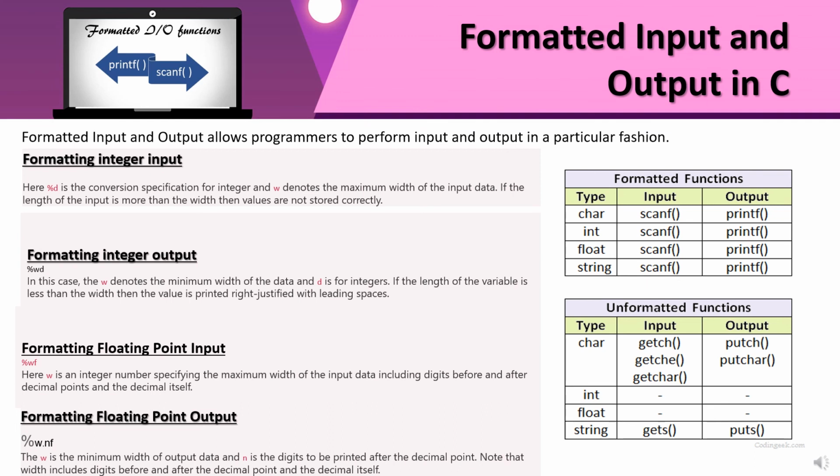For formatted functions of characters, scanf and printf can be used as input and output functions, and also for integer, float and string variables. For unformatted functions, the input functions can be getch, getche, getchar for character type variables, and for output those are putch and putchar. For string it should be gets, and for output it should be puts function.